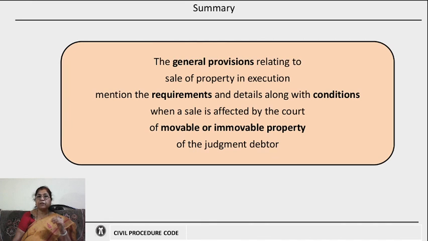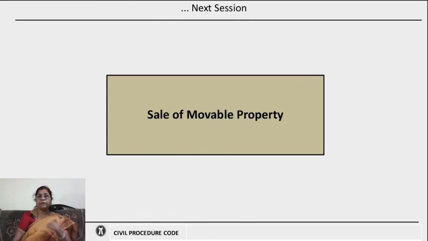As a summary, we can say that the general provisions relating to sale of property in execution mention all the requirements and details and also the conditions when a sale is effected by the court in execution. That is, the sale may be of movable property or immovable property of the judgment debtor. These are the provisions which protect the interests of the purchaser and also the interests of the judgment debtor along with the decree holder.